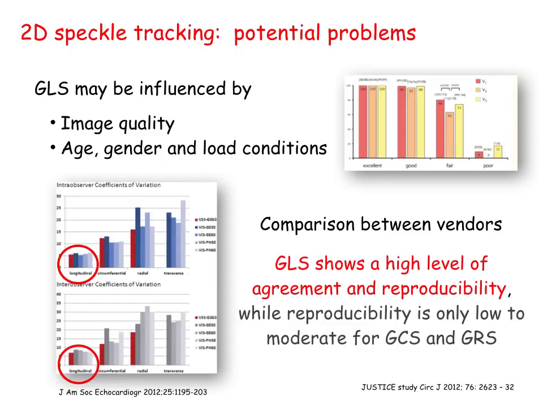Adequate image quality is a critical prerequisite for border tracking algorithm. Of course, it's necessary to take into account that GLS may also be influenced by age, gender, load condition, or vendor differences.